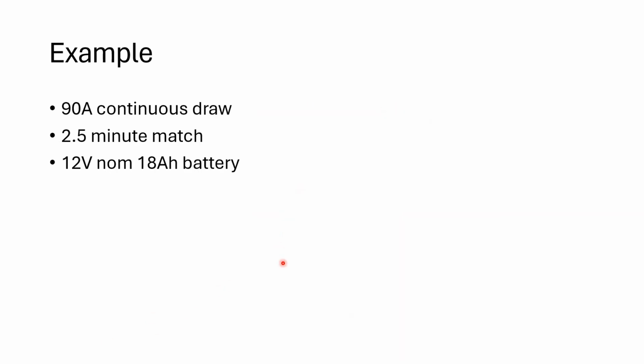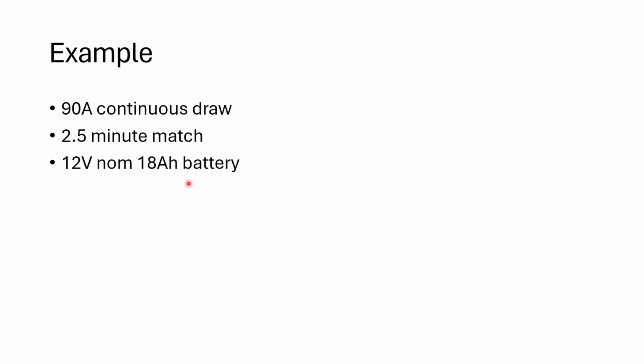So for our example, let's say that our robot is using 90 amps continuous to power the drive motors, whatever mechanisms you have, pneumatics, lights, all the stuff. And you have a 2.5 minute match. Is this battery going to provide enough power? Does it have enough capacity to last the entire match? Well, let's find out. We have a 12-volt nominal, and we have 18 amp hours.